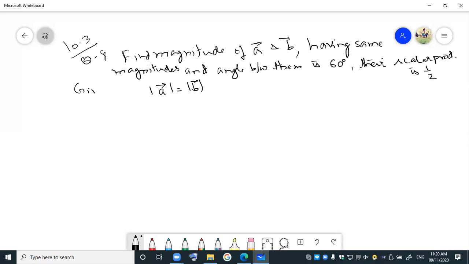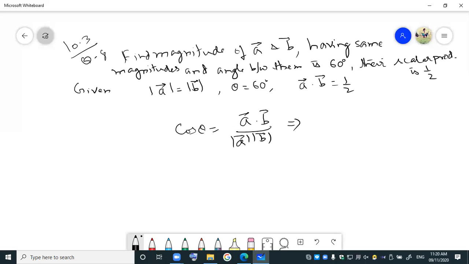What else is given? Magnitudes are equal. The angle between them is 60 degrees, so theta is equal to 60 degrees. And their scalar product, A dot B, is equal to 1 by 2. So find their magnitudes. You know that cos theta is equal to A dot B upon magnitude of A into magnitude of B. Just substitute the values.